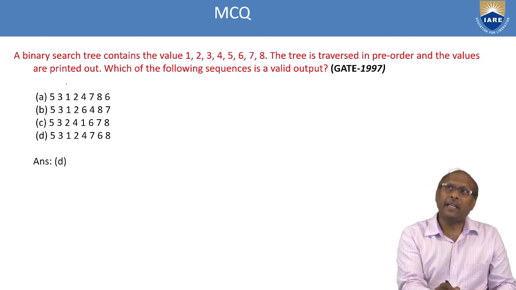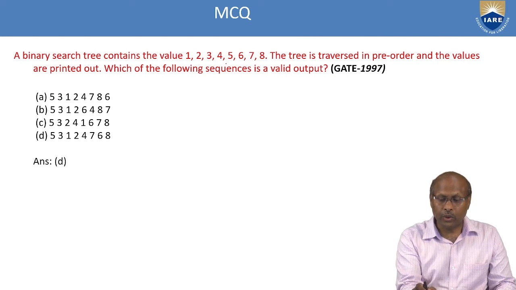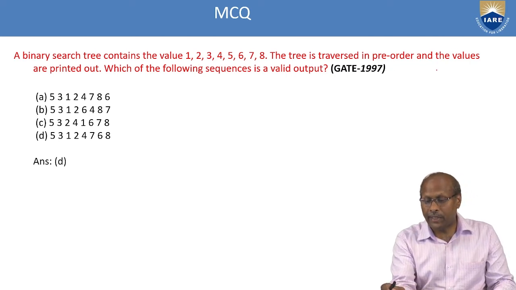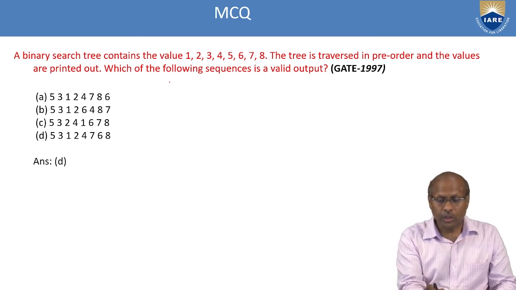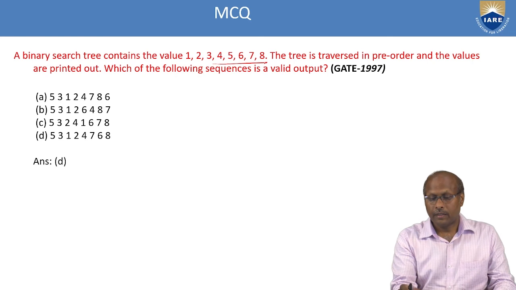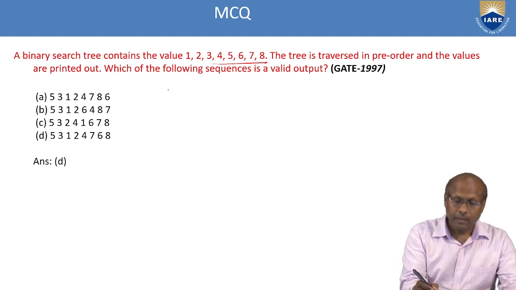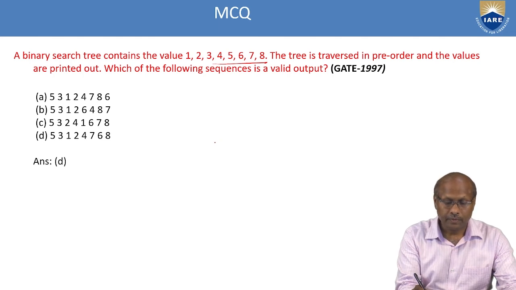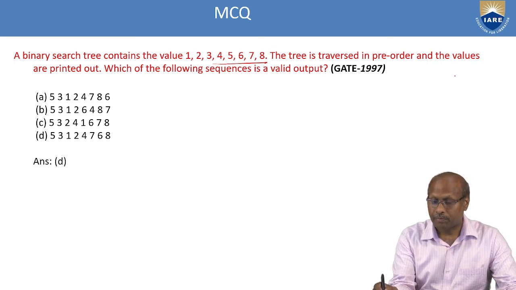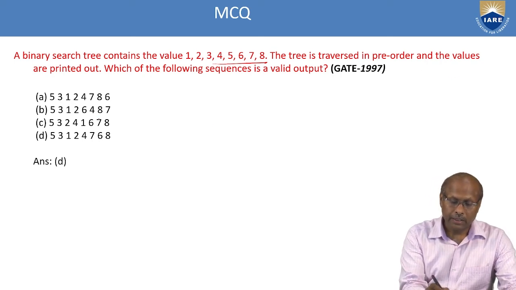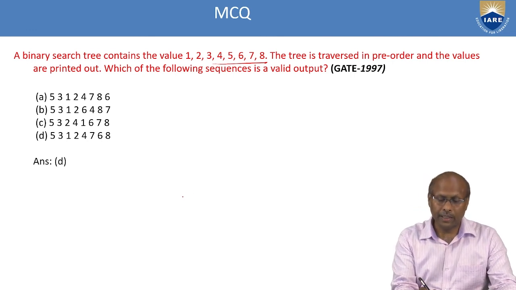Next question they may ask: a binary search tree contains the values 1, 2, 3, 4, 5, 6, 7, 8. The tree is traversed in pre-order and the values are printed out. Which of the following sequences is a valid output? What values are given? 1, 2, 3, 4, 5, 6, 7, 8. The tree is traversed in pre-order and the values are printed out. If I traverse in pre-order form, what is the valid output?